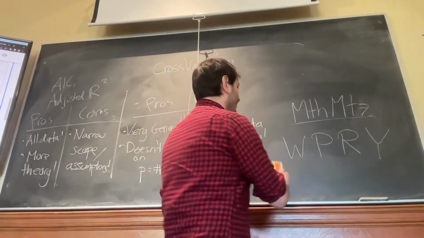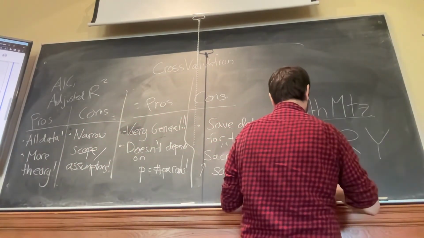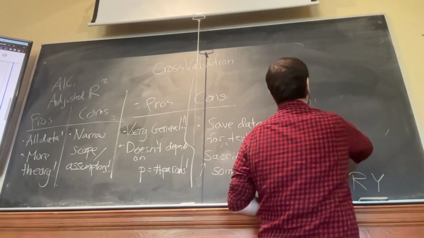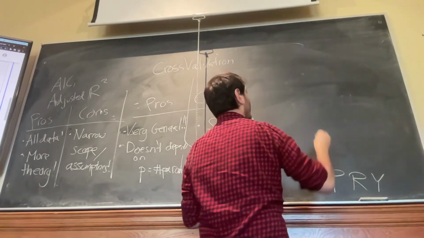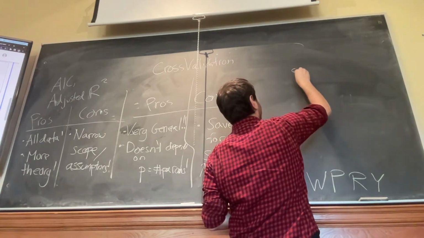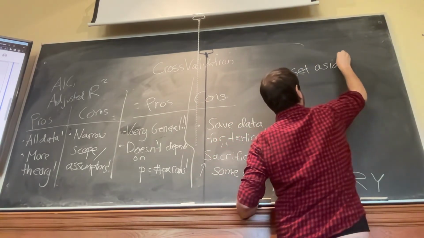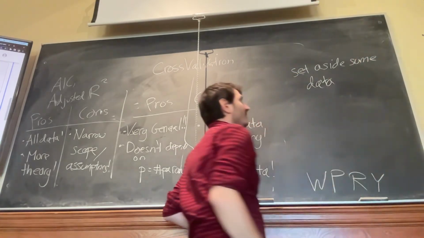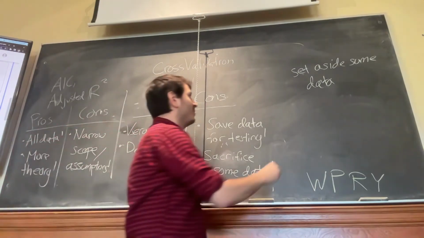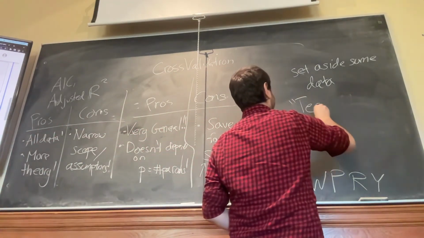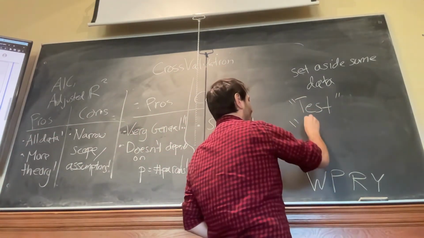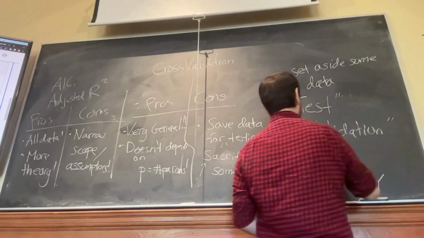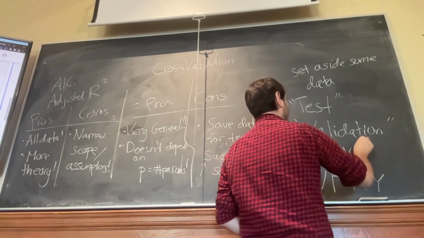And so let's put this a little further down. So you're going to set aside some data. The data you set aside has a bunch of names. So some people call it the test set. I'll talk about why that's confusing in a little bit. Some people call it the validation set. I've also heard it called the dev or development set. So it has a bunch of names.